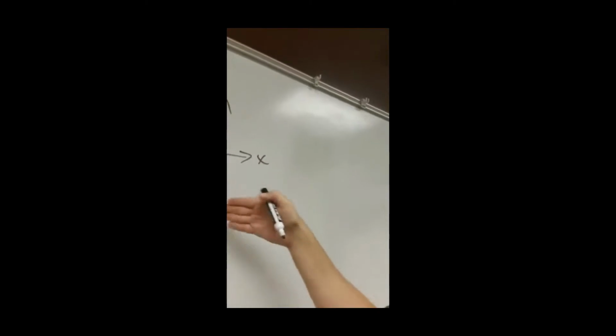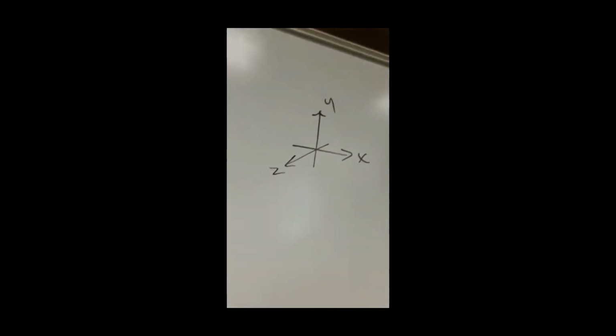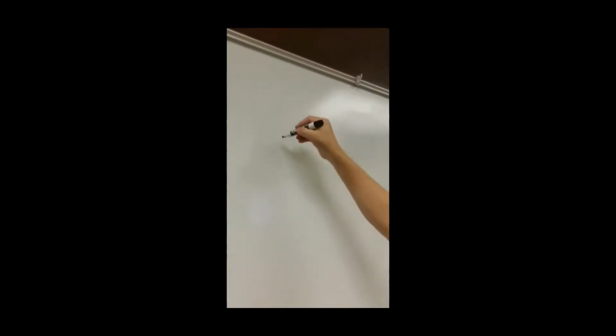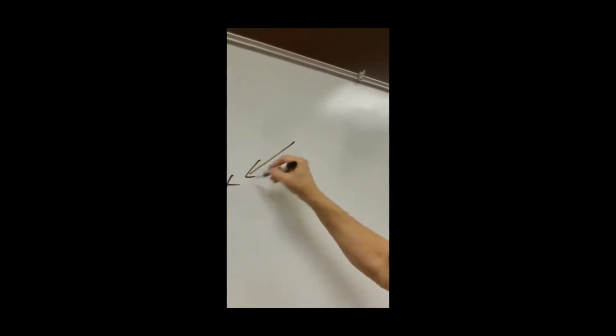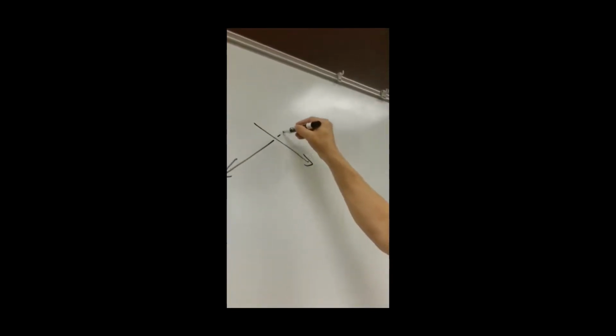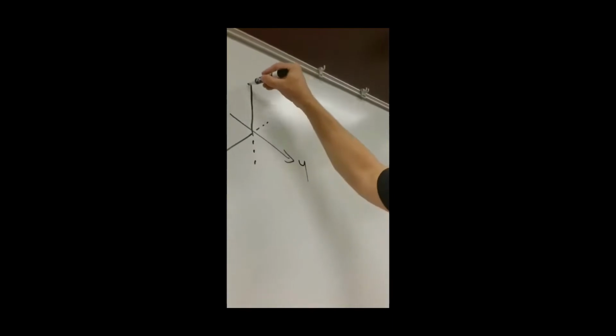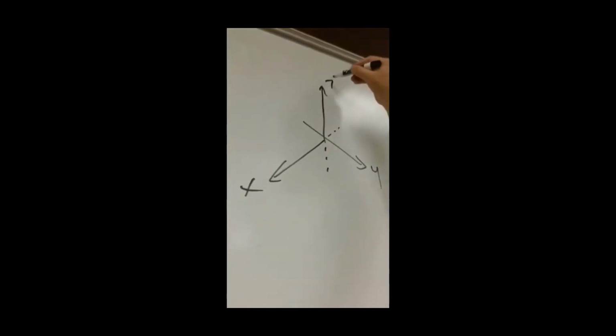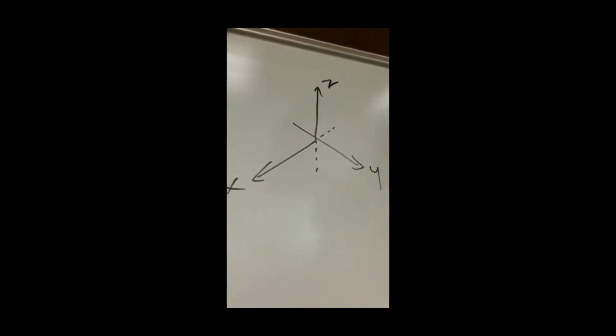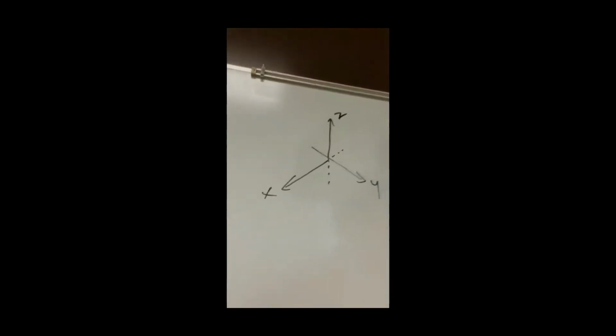Now, this is not the way that it's generally drawn in three dimensions. In fact, the book talks about a right-hand rule. So we're going to have the x coming out here and the y coming out here, and the z is going to be up and down. Okay, so this is going to be the way we're going to do it in three dimensions.